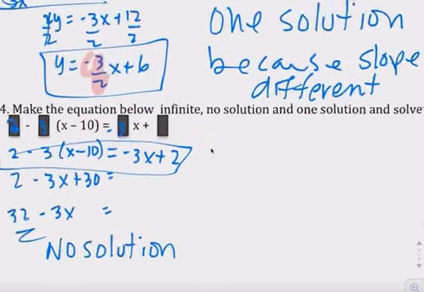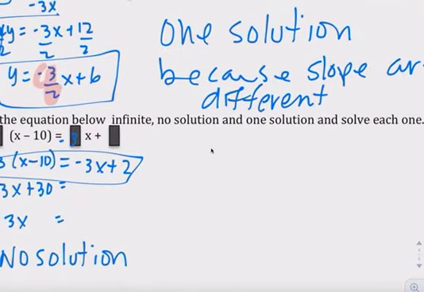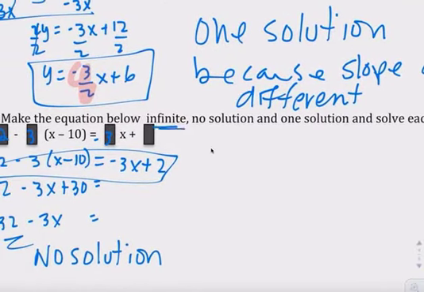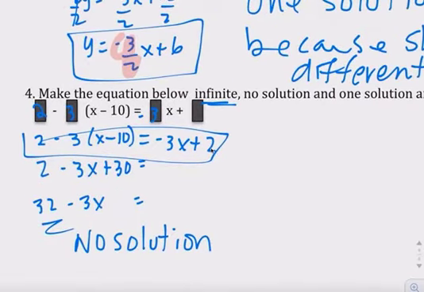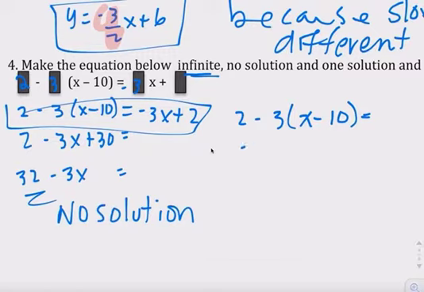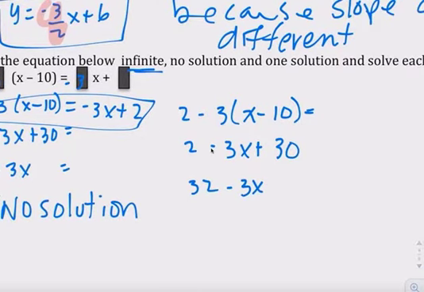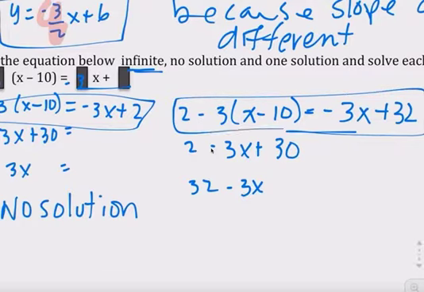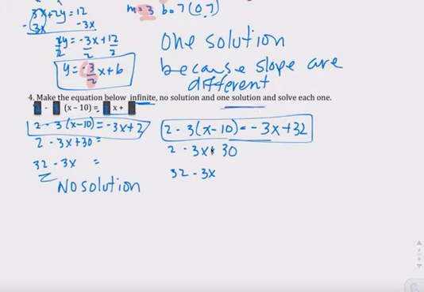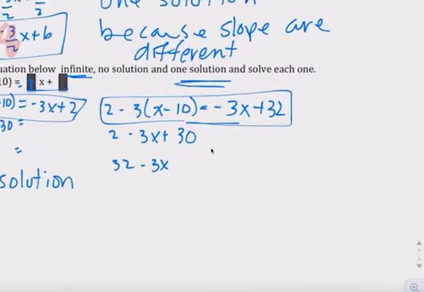One solution, infinite solution. Okay, let's use the same one. 2 minus 3 parentheses x minus 10 equals. Okay, so we get here plus 30, 32 minus 3x. Infinite solution needs to be the same: negative 3x plus 32. That's our answer. Now, for one solution, the x has to be different.